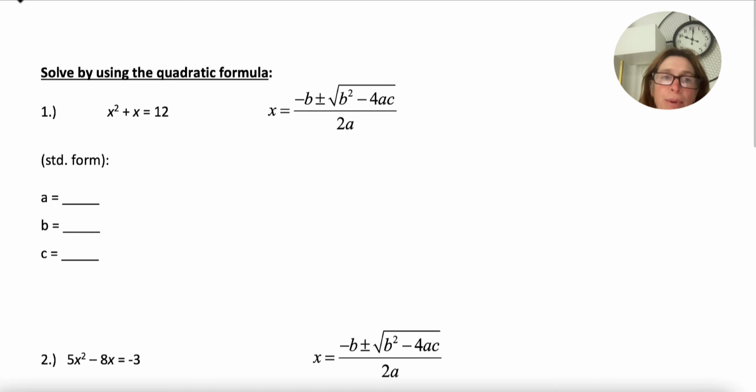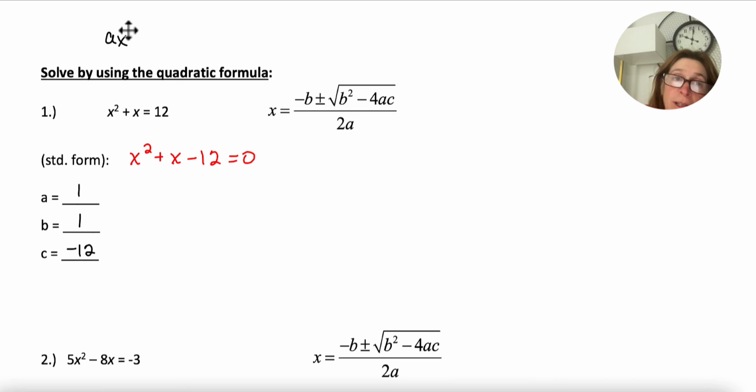All right, let's try an example. So we have x squared plus x equals 12. We need to get it into standard form. So x squared plus x minus 12 equals 0. Then we're gonna label our A, our B, and our C. So A is 1, B is 1, and C is -12 because the structure says that the coefficient in front of x squared is A, the coefficient in front of x is B, and then the constant would be C.